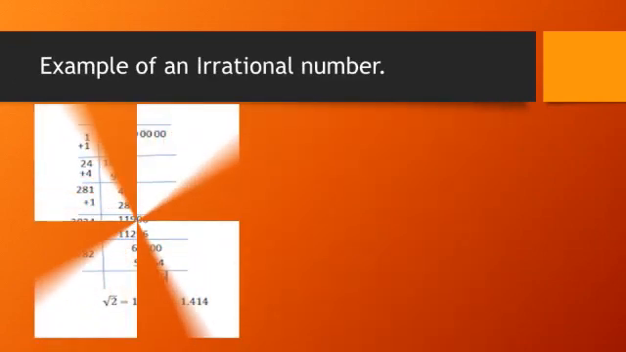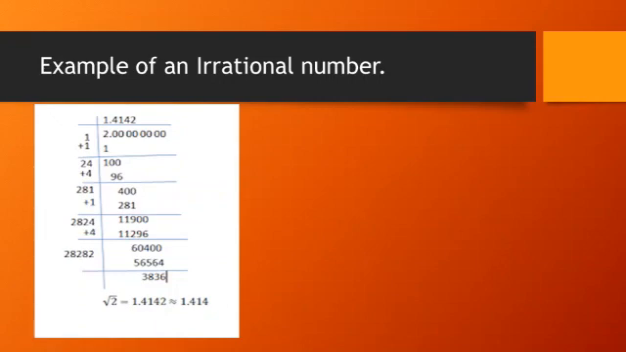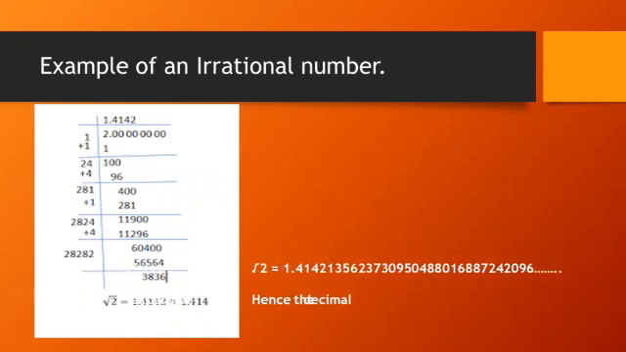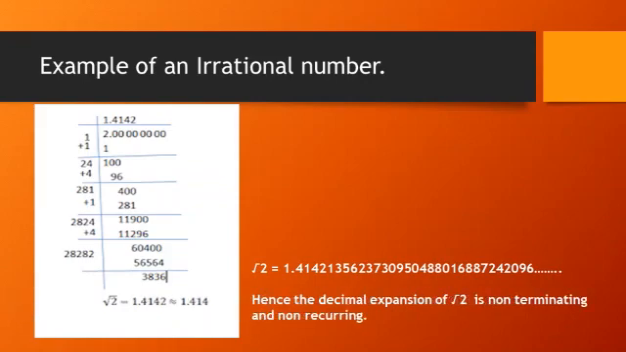We know how to calculate the square root of 2 by the long division method, which we learned in the previous class. While doing the long division, we got the result as root 2 is equal to 1.4142135623. It goes on, keeps going on. So in this pattern, the decimal expansion never terminates as well as never repeats. So we can conclude that the decimal expansion of root 2 is non-terminating and non-recurring. It forms an irrational number.